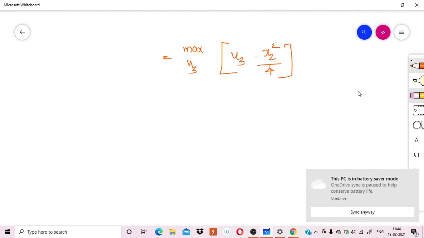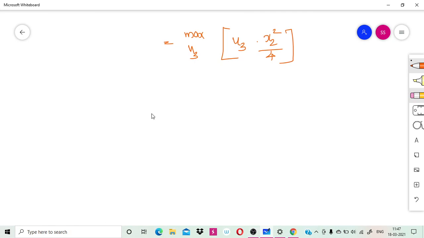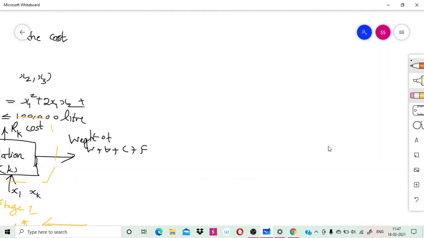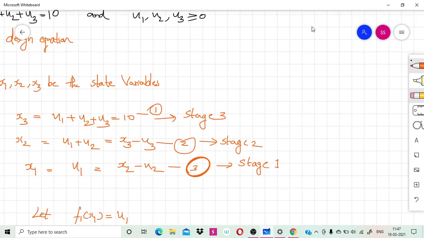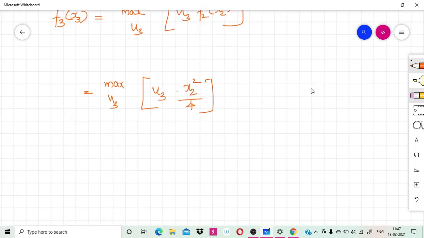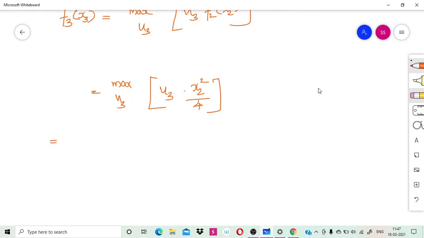Now you have to write this x2 in terms of u3, and from equation 2 we have x2 is x3 minus u3. So you substitute that from stage 2, and that is equal to maximize with respect to u3, u3 into x3 minus u3 whole square by 4.